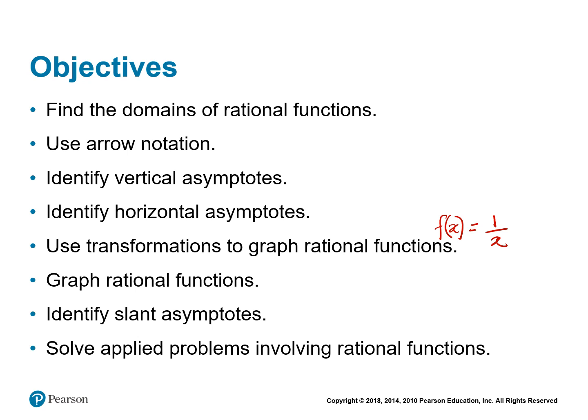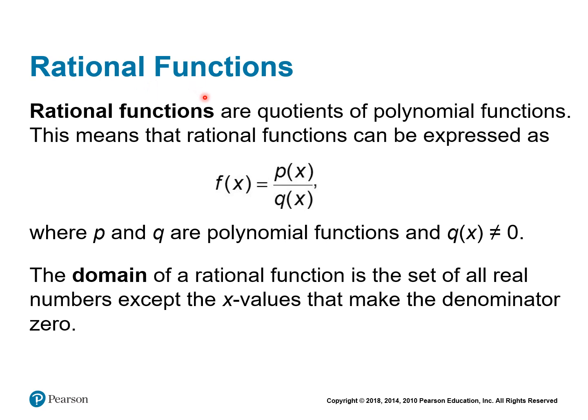Just like we had a basic function for quadratic functions, it was x squared. For absolute value functions, it was absolute value of x, and so on. For rational functions, the basic function is 1 divided by x. We are going to then go into graphing rational functions, identifying slant asymptotes, and then solving applied problems, some application problems involving rational functions.